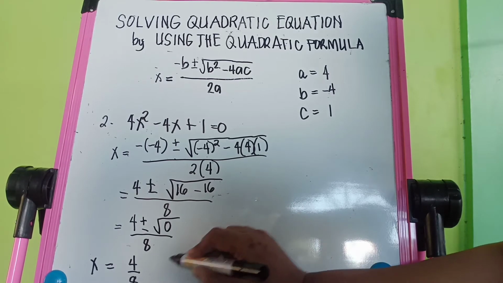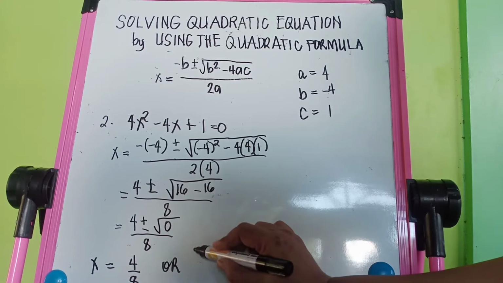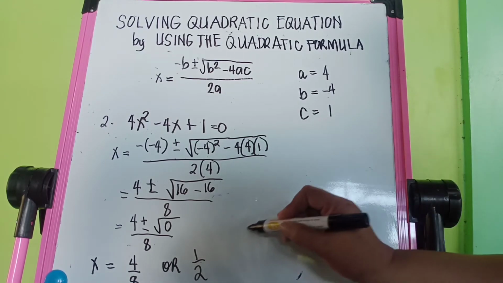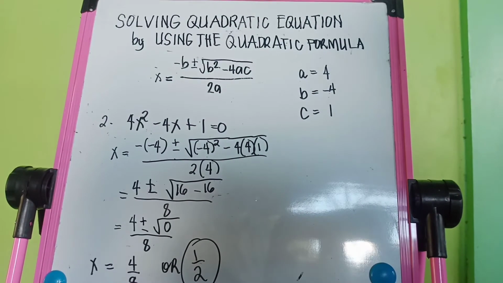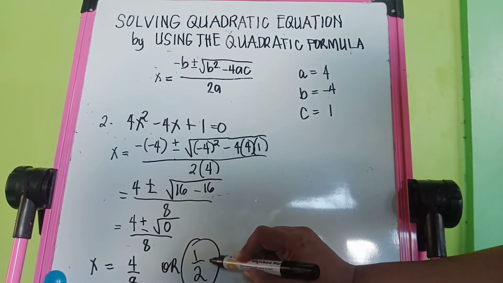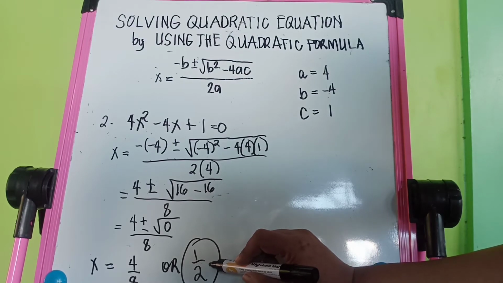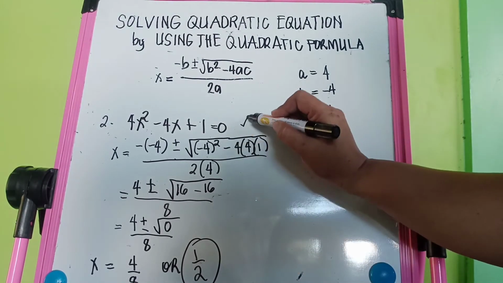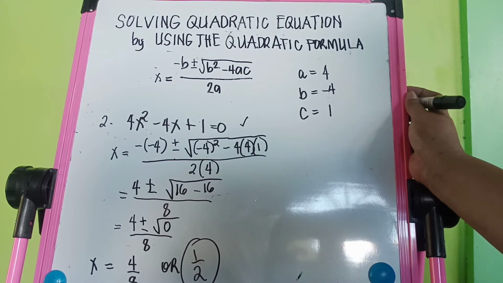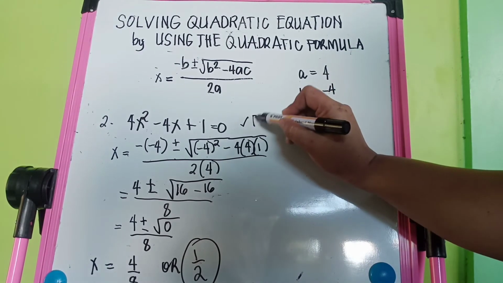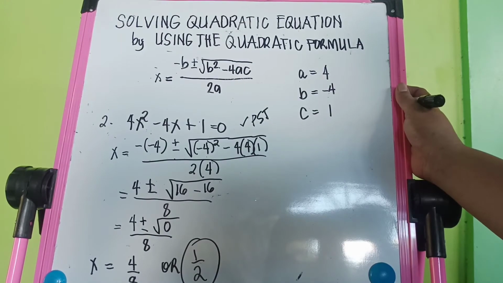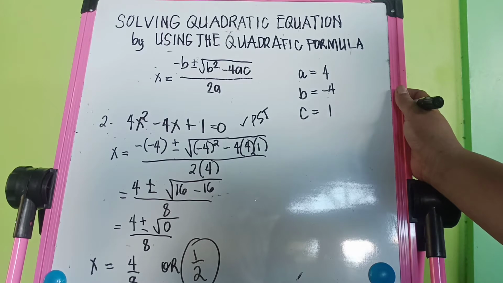Or we have 1/2. So x now is equal to 1/2. So pag ganito ang answer natin, ibig sabihin lang yan na the given quadratic equation is a perfect square trinomial. Ibig sabihin, pareho lang yung makukuha ninyong value ng x. Okay ba yon?